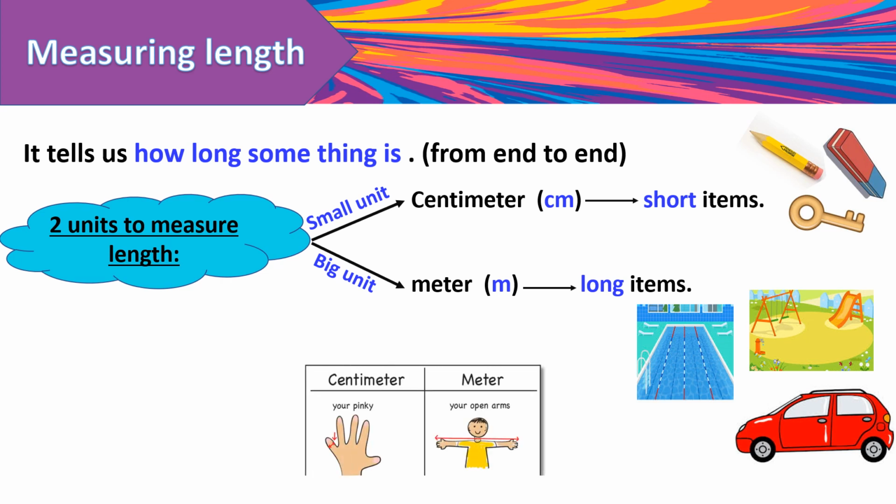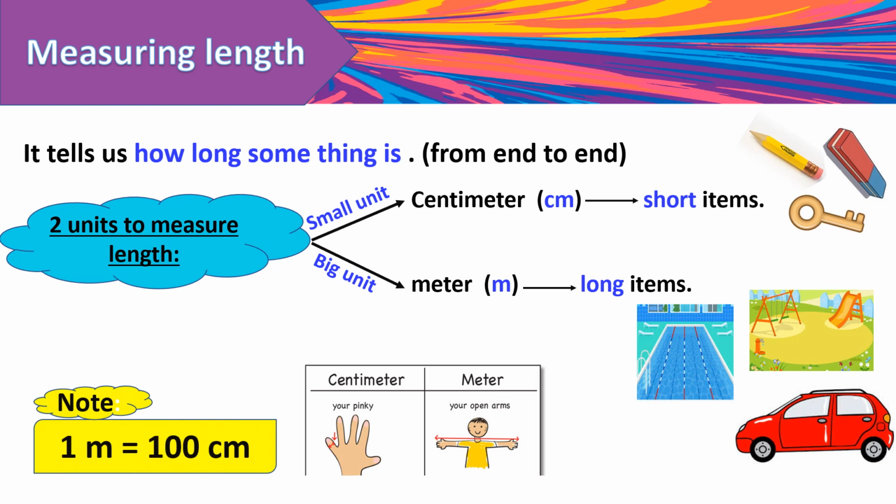Okay, and you can know it like this table. A centimeter is like the width of your pinky finger. Your pinky finger, this width is called a centimeter. It's very tiny, very small. A meter is like when you open your arms. The distance between your left hand and right hand is about a meter.